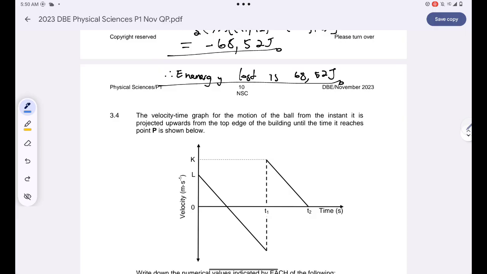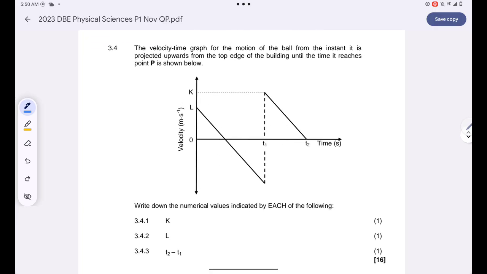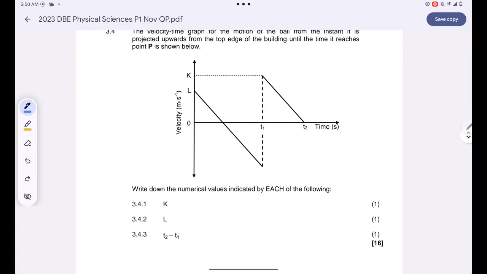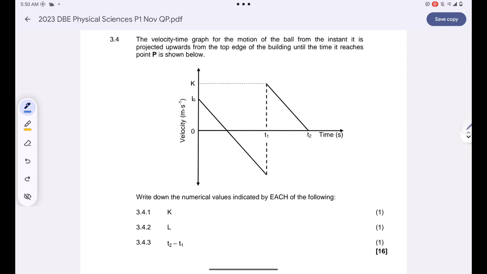the instant it is projected upwards from the top edge of the building until the time it reaches point P, right? We have K, L, and T1 minus T2, right? This one is the initial motion of our ball. It's the initial velocity of our ball. So here we have 10.74 meters per second, right?